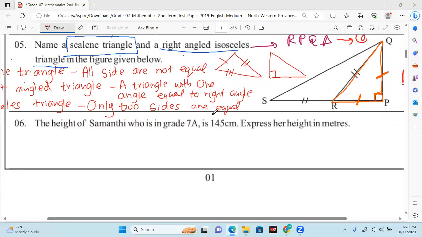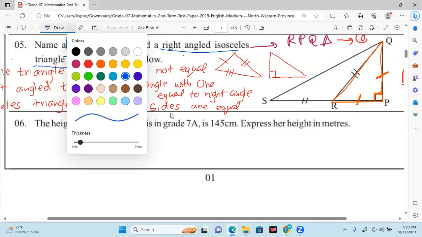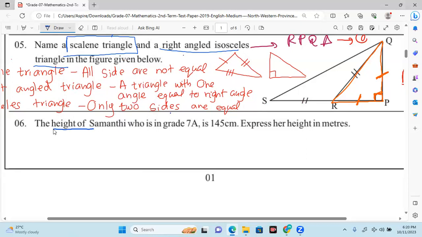Okay. In the sixth question, the height of Samanti, who is in grade 7A, is 145 centimeters. Express her height in meters. Now to write the answer in meters, first of all tell me how many centimeters are there in 1 meter.